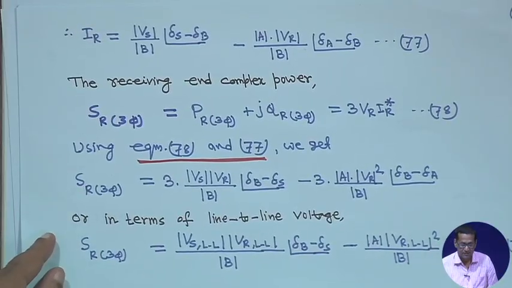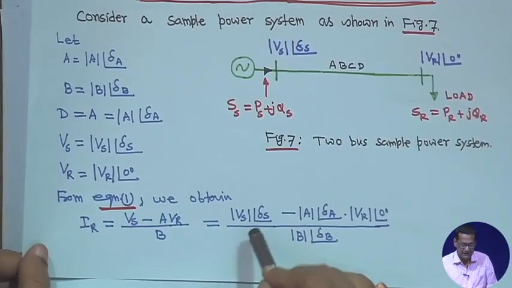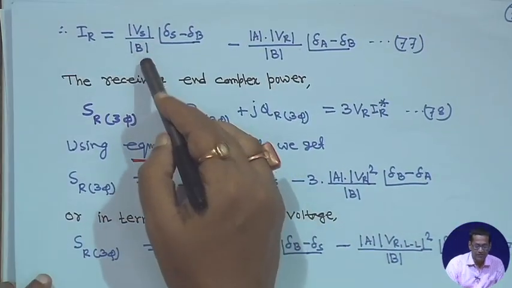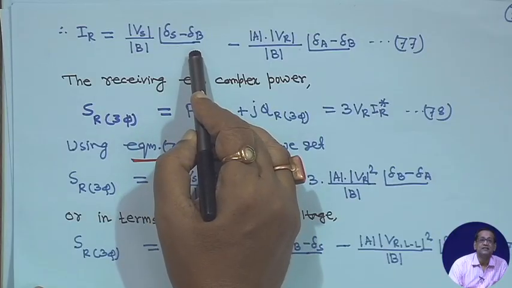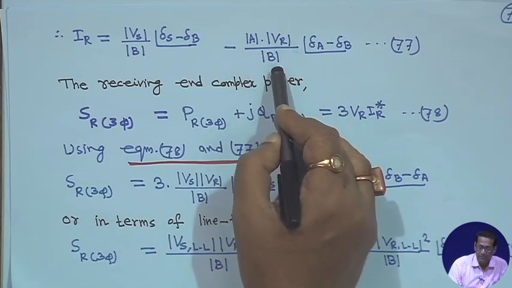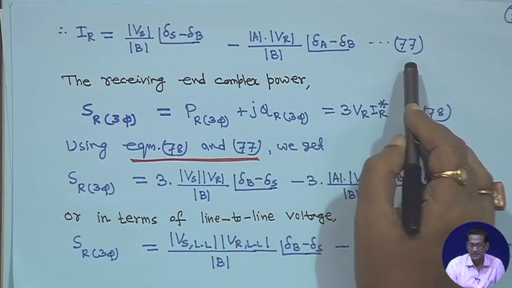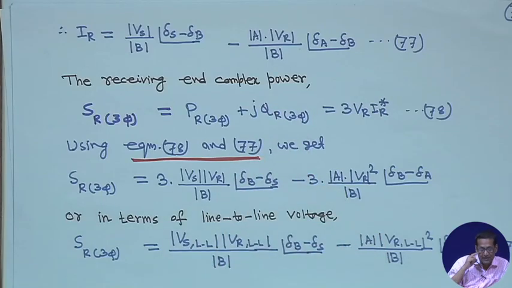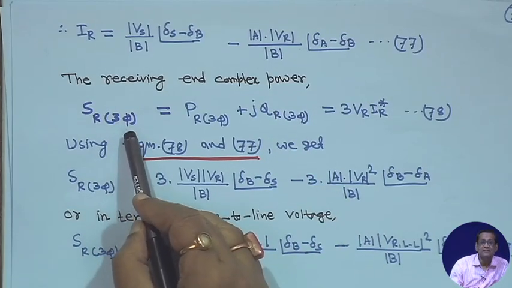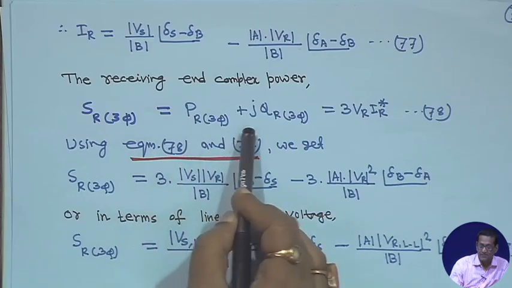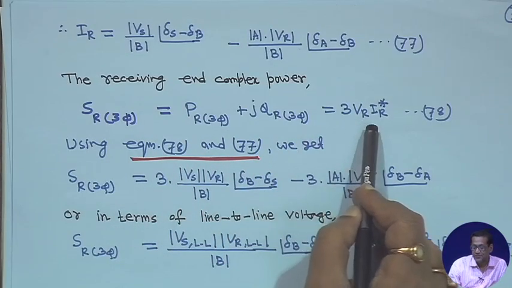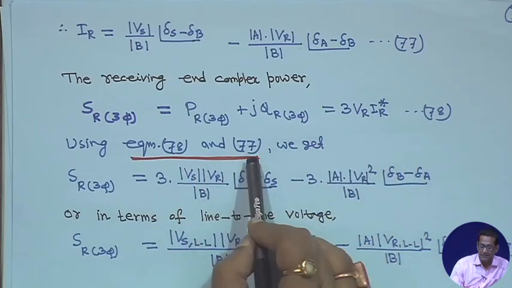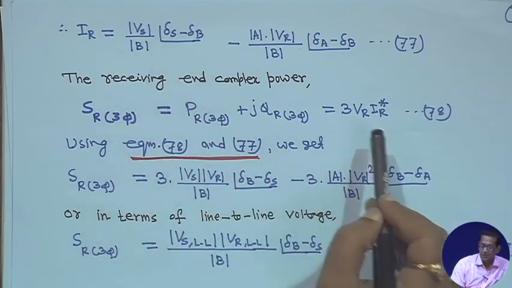Now, if you simplify this equation, you will get Ir is equal to mod Vs upon mod B angle (delta s minus delta B) minus mod A mod Vr by mod B angle (delta A minus delta B). This is equation 77. We have also seen the receiving end complex power Sr. It is the receiving end three phase power, that is why writing three phase, equal to Pr three phase plus jQr three phase, equal to 3 into Vr Ir conjugate. This is equation 78.